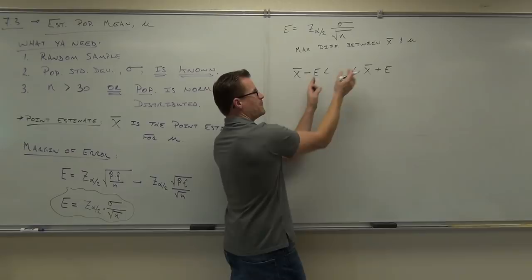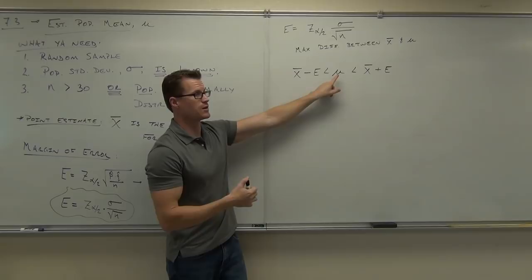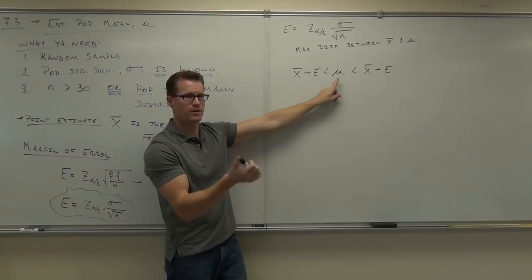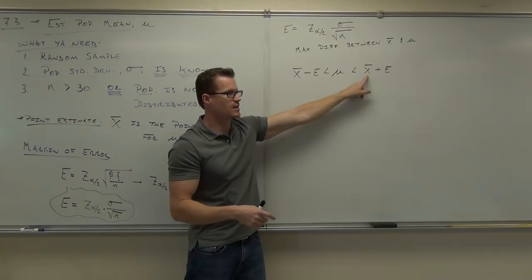Does it look similar to what we've done before? It's exactly the same. Only difference is instead of p being my population proportion, my population parameter, we now have mu. It's still a population parameter. It's just now we're talking about means instead, not proportions anymore. We still have, instead of p hat, x bar.